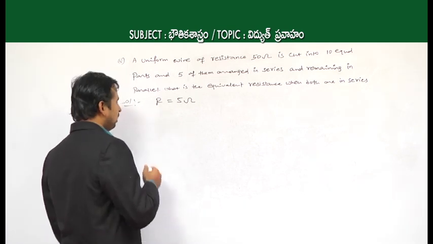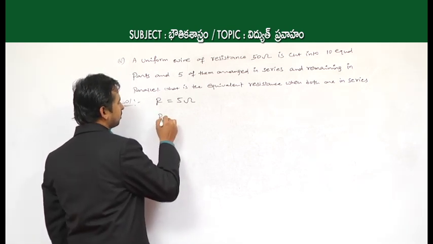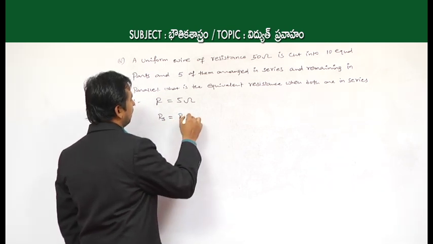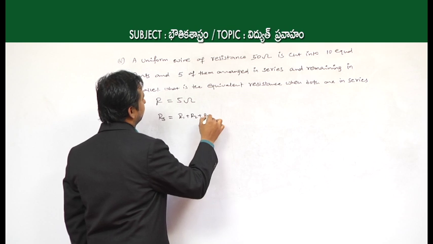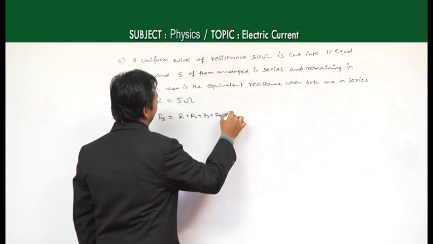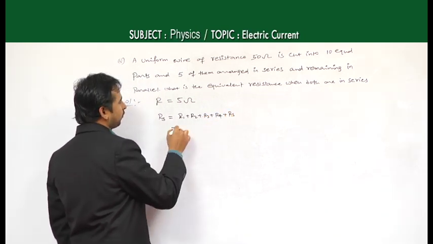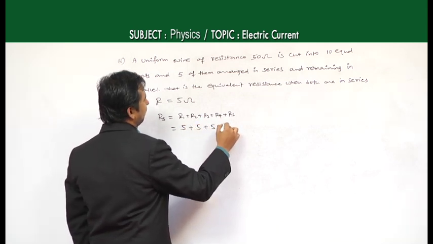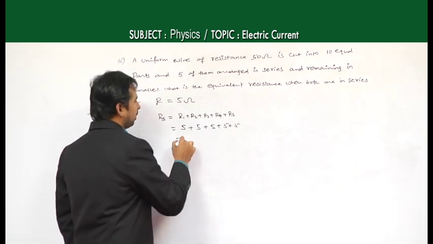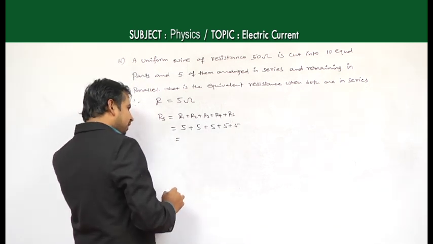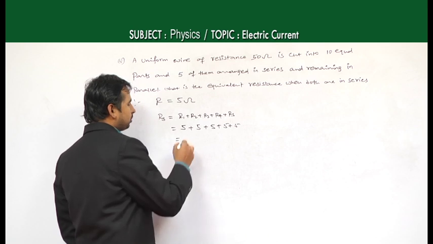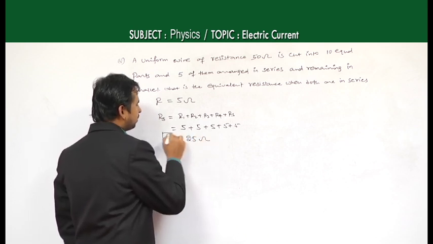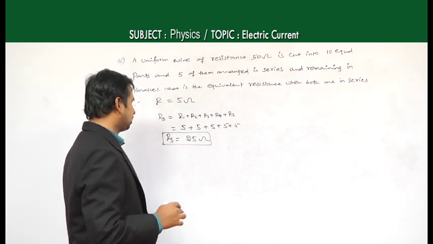First, for the series connection, with 5 resistors arranged in series, the total is R1 plus R2 plus R3 plus R4 plus R5. In all 5 cases we have the same resistance, so it is 5 plus 5 plus 5 plus 5 plus 5, which totals 25 ohms. This is when arranging them in series.